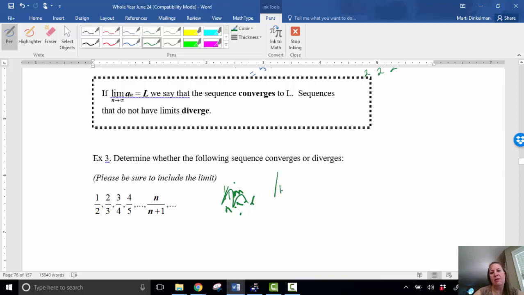Take n over n plus 1, and I'm just going to use what we know about when we have the same degree: we look at the ratio of the coefficients, so we get 1. What this is really telling me is the last term is going to be something really close to 1. So this sequence is going to converge.